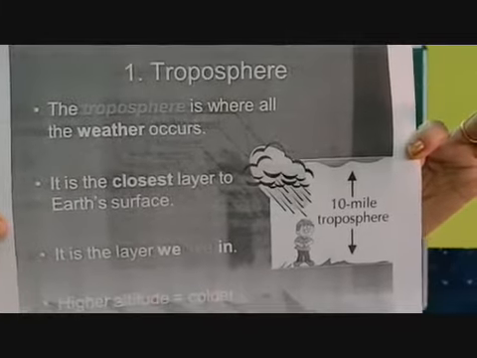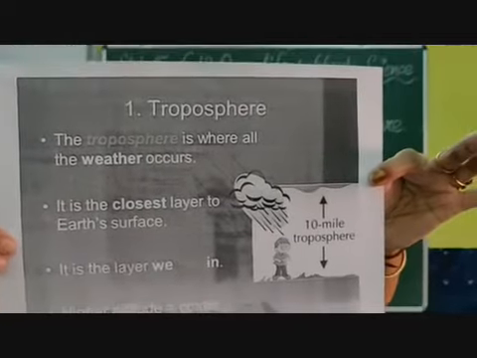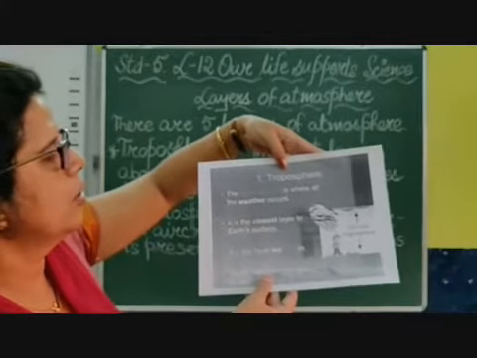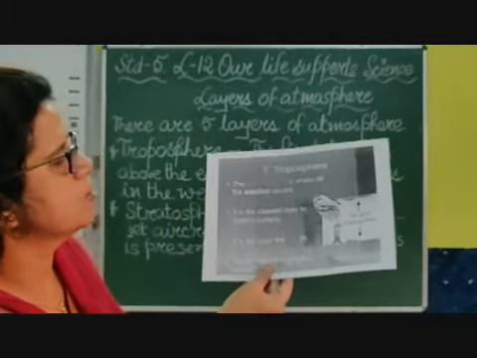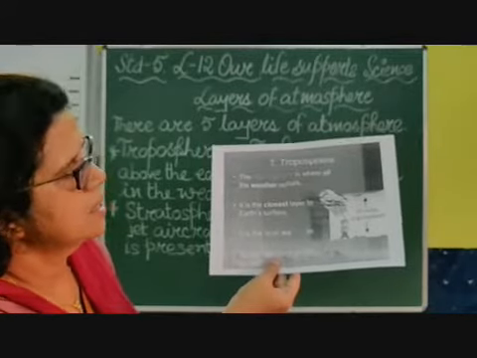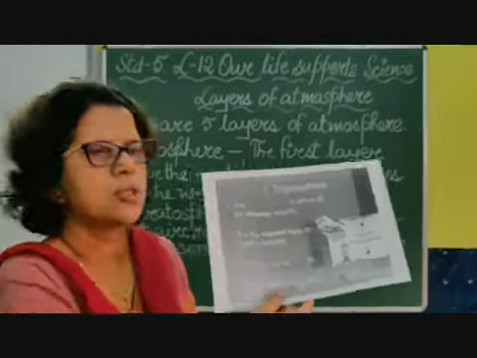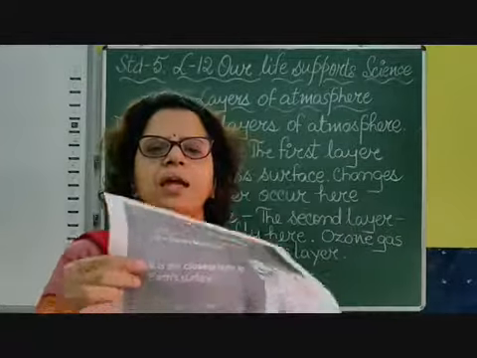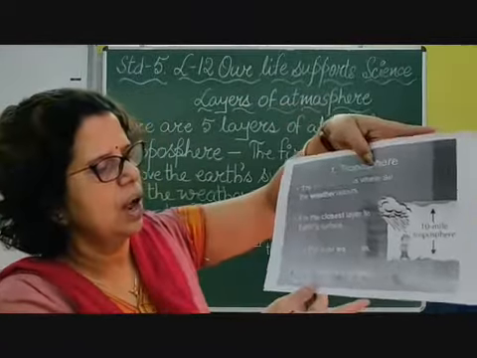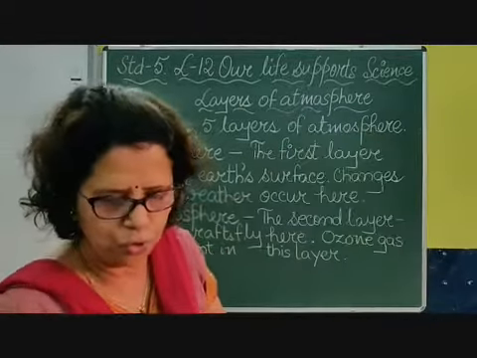Okay children, troposphere is from 0 to 10 kilometers and it is where the weather changes take place. It is the closest layer to the Earth's surface. It is the layer we live in, where we have rain, clouds, everything, in this layer of atmosphere, and the higher you go, the colder you feel.